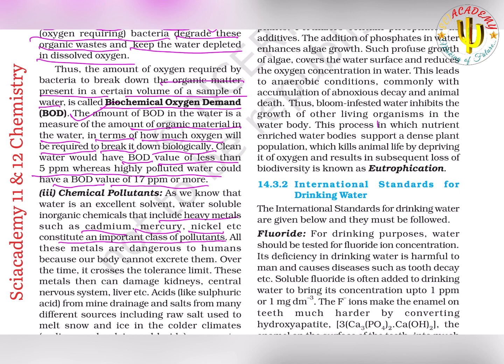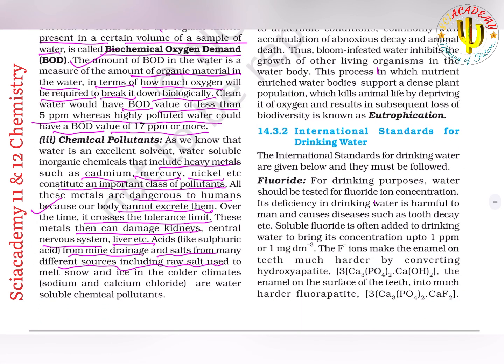All these metals are dangerous to humans because our body cannot excrete them. Over time, it crosses the tolerance limit. These metals can then damage the kidneys, central nervous system, liver, etc. Acids like sulfuric acid from mine drainage, and salt from many different sources, including raw salts used to melt snow and ice in colder climates, are water-soluble chemical pollutants.